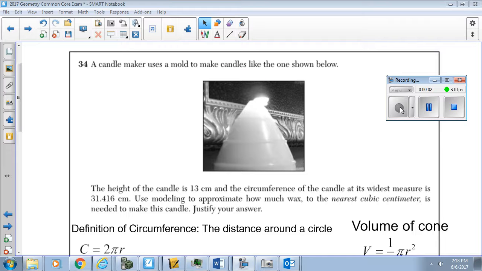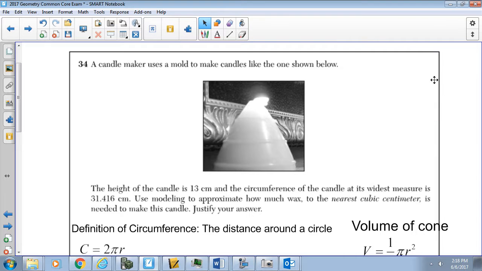All right, we're going to go over problem number 34 from the 2017 geometry exam that was given in January. All right, so let's read this question. It says a candle maker uses a mold to make candles like the one shown below. The height of the candle is 13 centimeters, and so we're talking about this part right here, 13 centimeters.